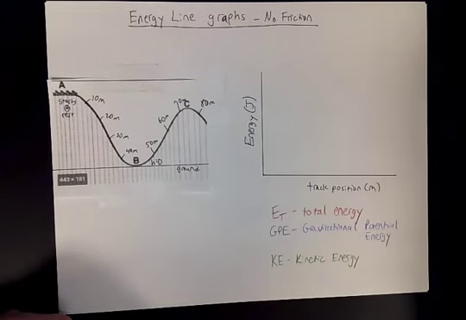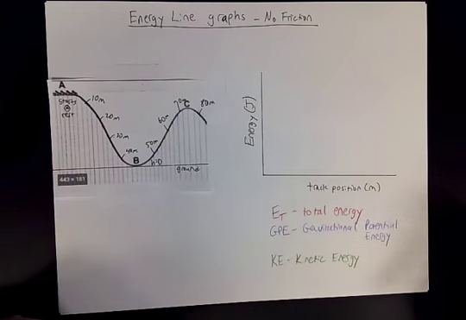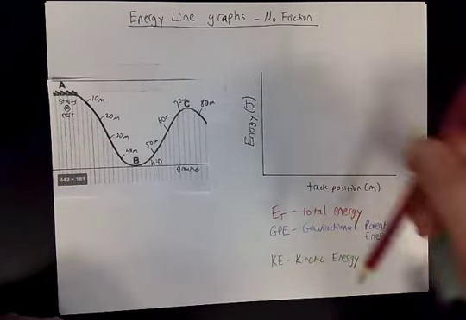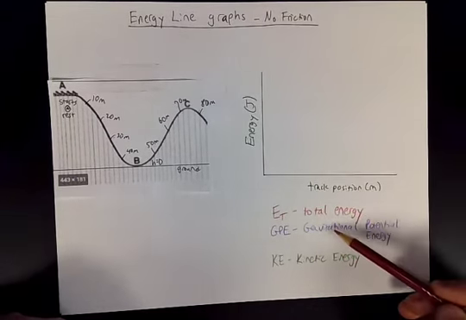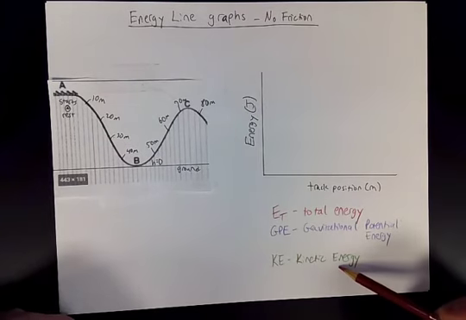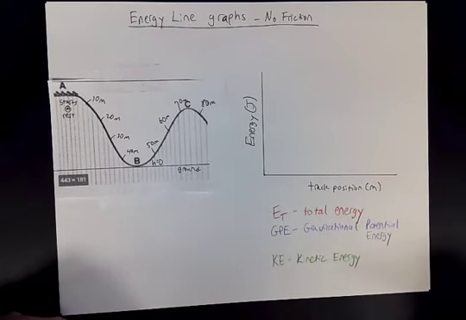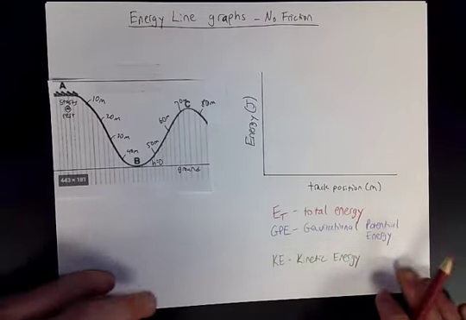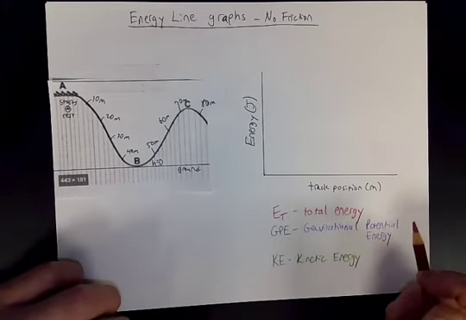Use another color, a different color of your choice, and choose a third color to represent the total energy, which is the sum of the GPE and the KE. When you add those 2 together, you get the total energy, okay? So let's start with total energy, okay?